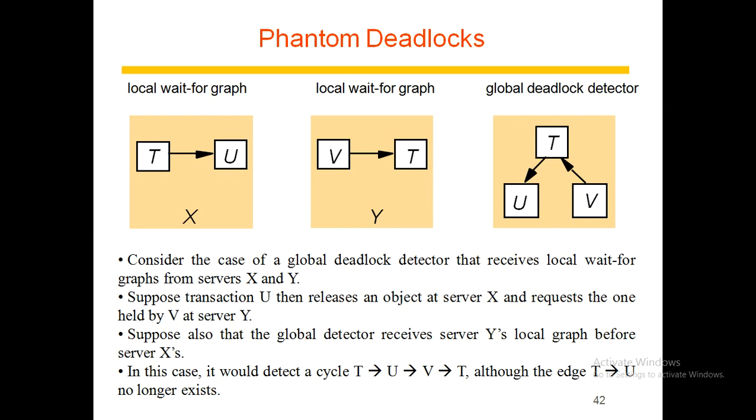Consider the case of a global deadlock detector that receives local wait-for graphs from servers X and Y as shown in the figure. Suppose that transaction U then releases an object at server X and requests the one held by V at server Y. Suppose also that the global detector receives server Y's local graph before server X's. In this case, it would detect a cycle: T dependent on U, U dependent on V, V dependent on T, although the edge T dependent on U no longer exists. This is an example of a phantom deadlock.